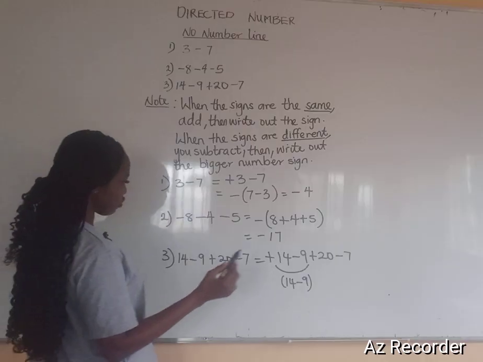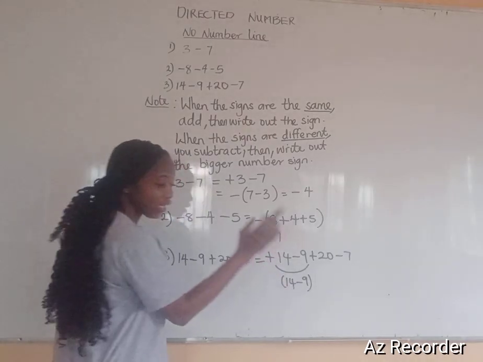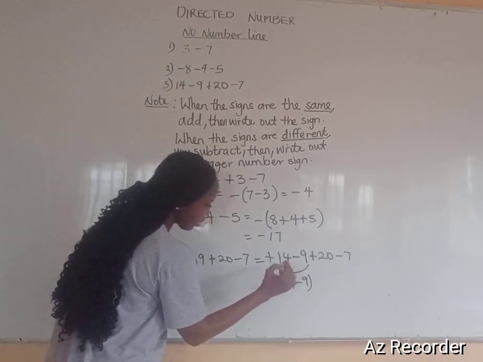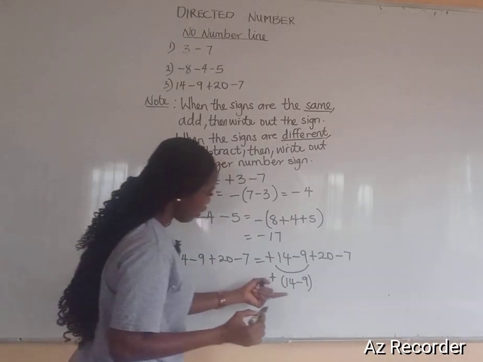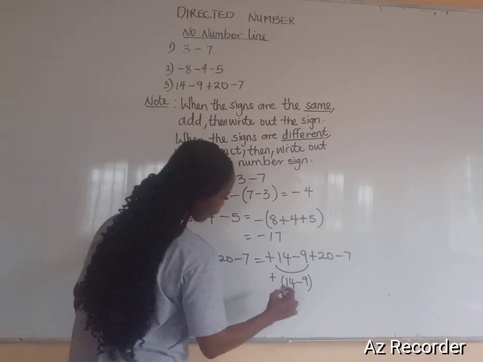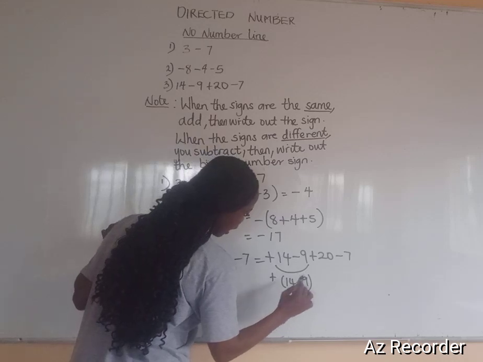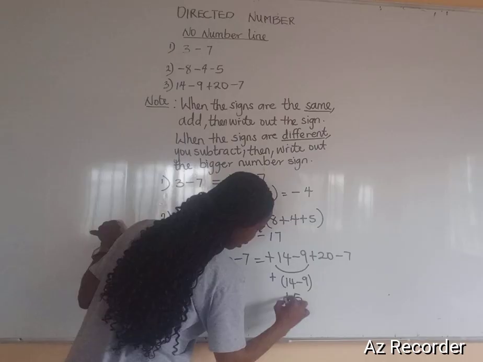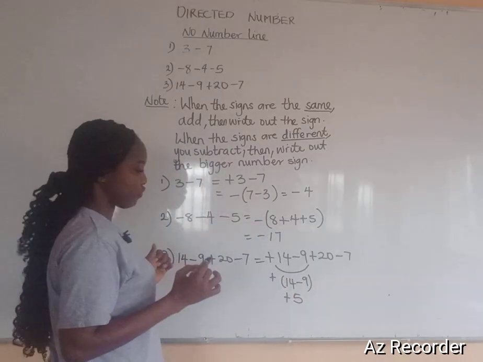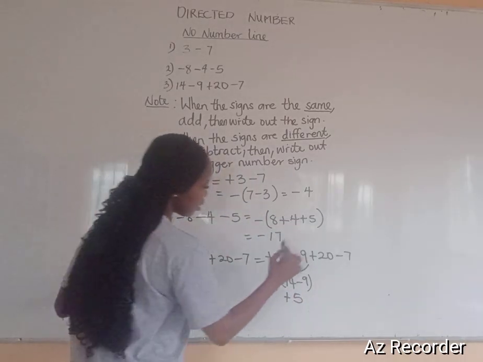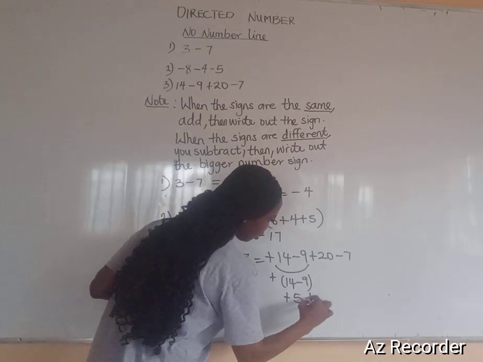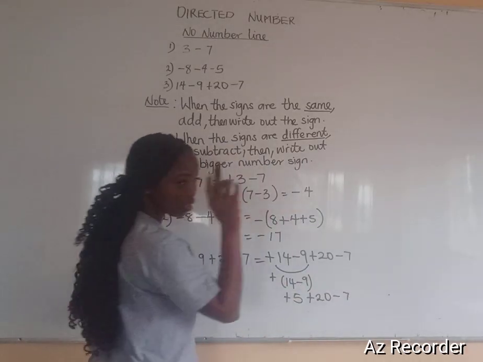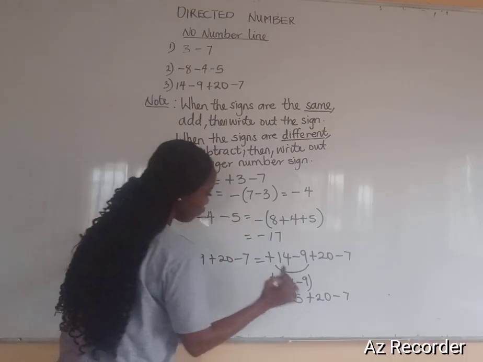And so, which bigger number's sign? 14 is bigger than 9, and 14 has a positive sign. I'm going to put it here. So 14 minus 9 is going to give me what? That is plus 5. Remember, it's going to be my plus 5. Okay, so remember, I'm going to bring down the other one, plus 20 minus 7. I'm not going to do this separately. I want to do it one after the other.